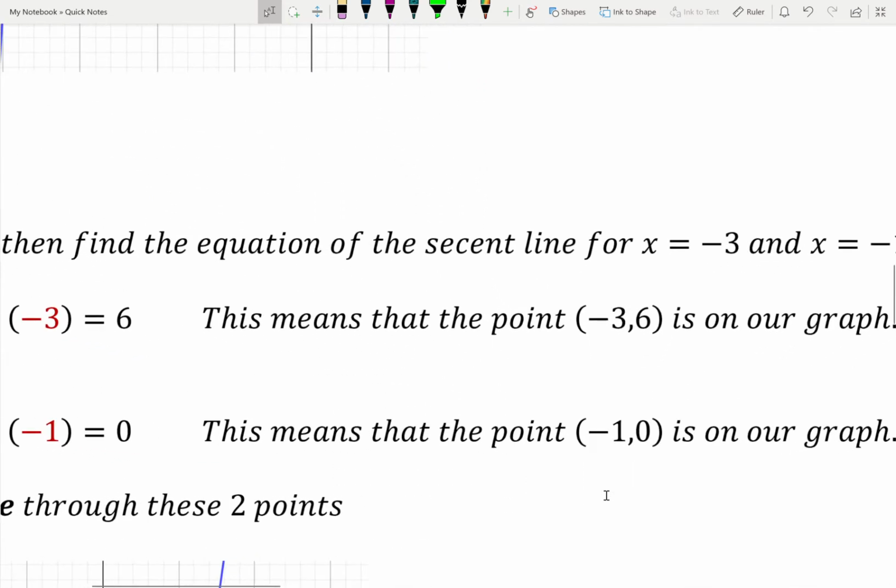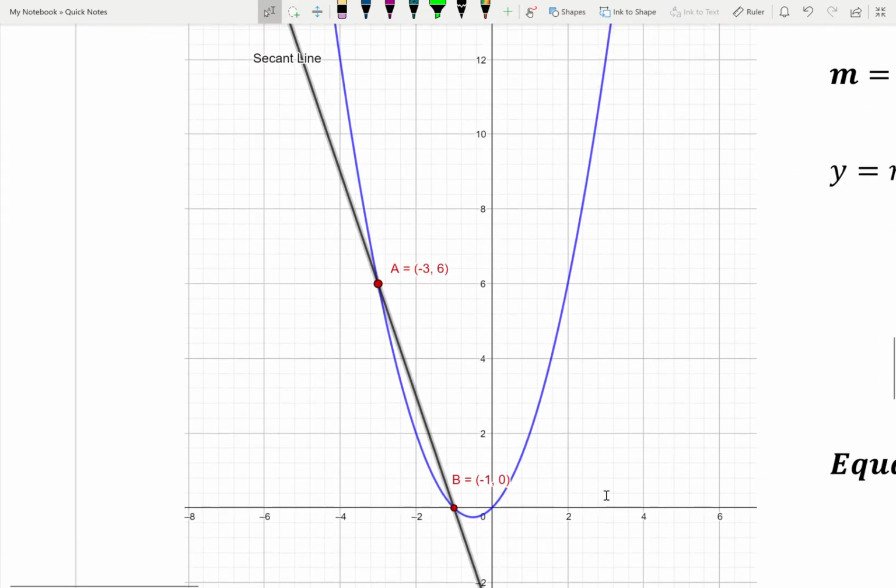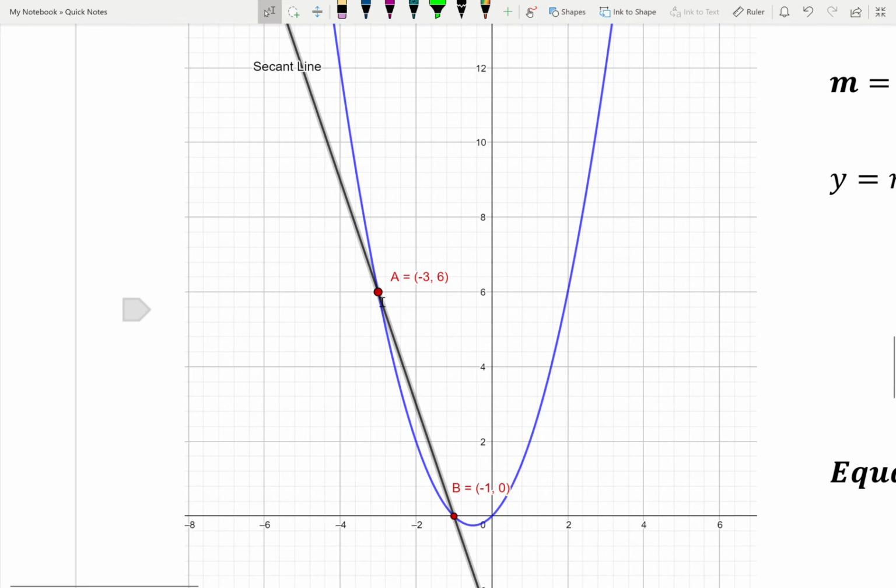So this is what they want us to do. Our curve looks like this, x squared plus x. And these are the 2 points that we just located, A and B. They want us to draw a line connecting the two. So this black line you see right here is our secant line. They want you to find the equation of this line. Hey, we've been doing that since last semester, so we're able to do this.